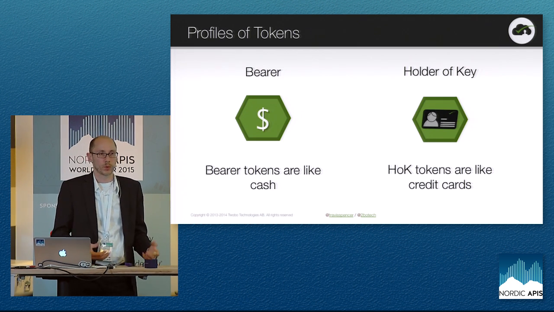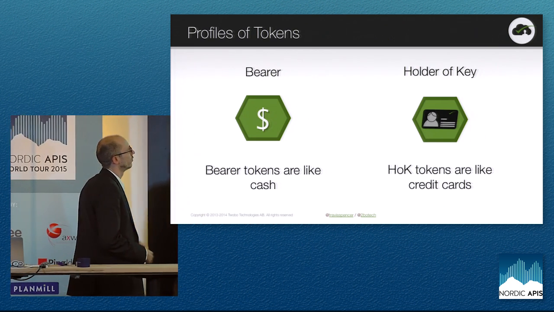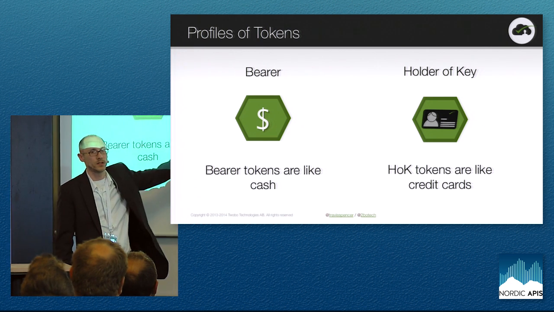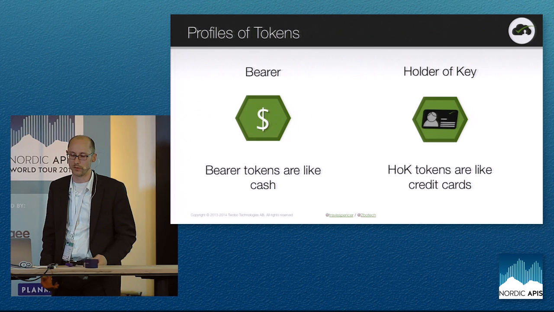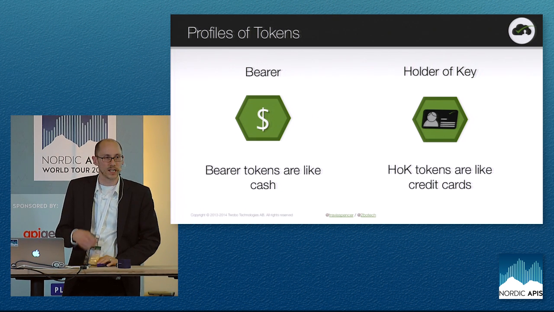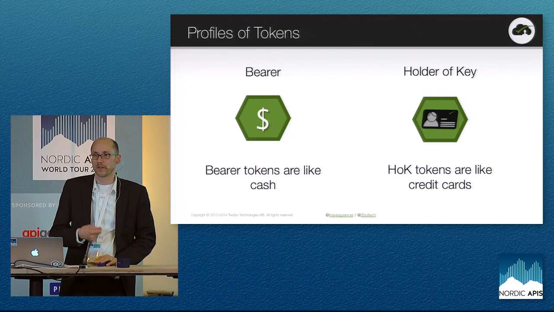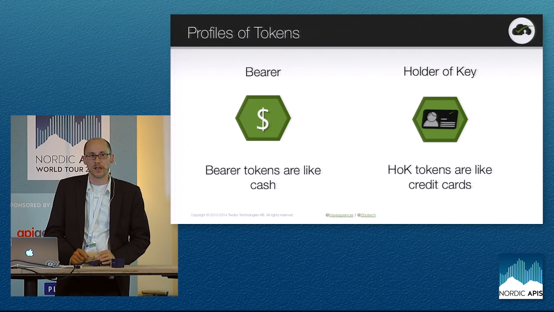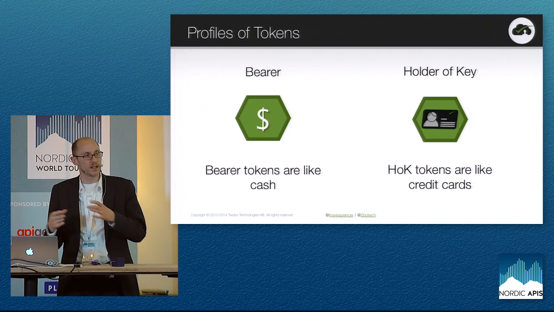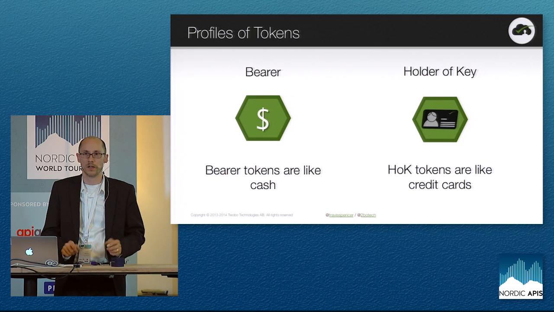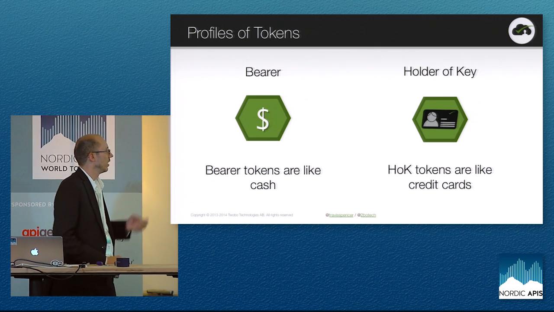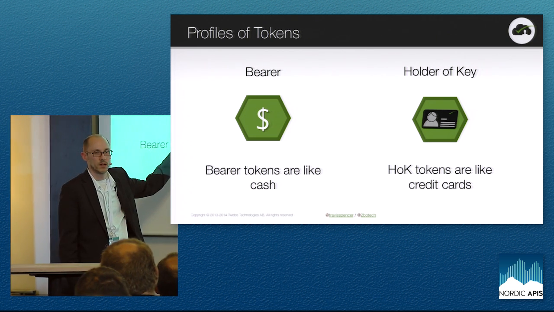There's also different profiles of tokens. We have bearer tokens and holder of key tokens. There are others, but these are the only ones I'm going to talk about because these are the only ones that are really used. Think of a bearer token like cash. If you find some Danish kroner outside on the street as a bill, you can actually take that and go into a shop and spend it. And the clerk is not going to ask you for any sort of proof or information about how you got it. You found it on the ground, you can spend it. In the same way, bearer tokens, anybody who has them can use them.